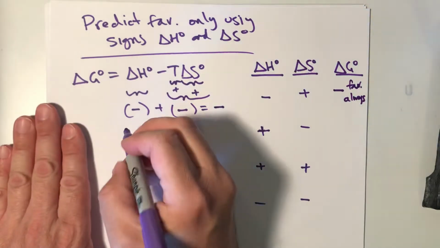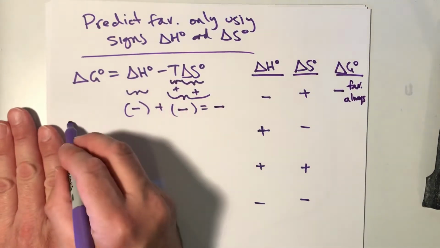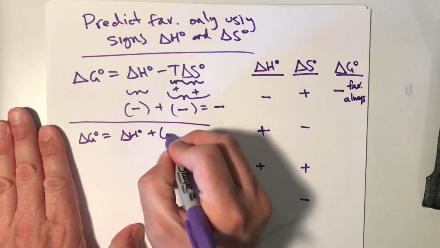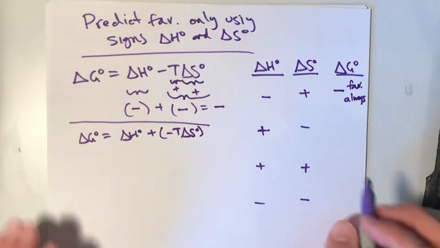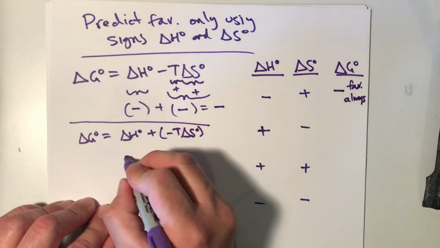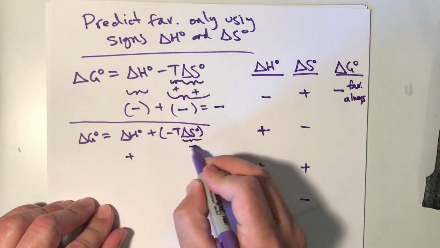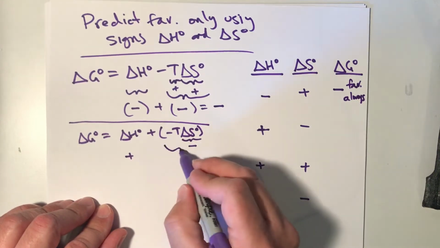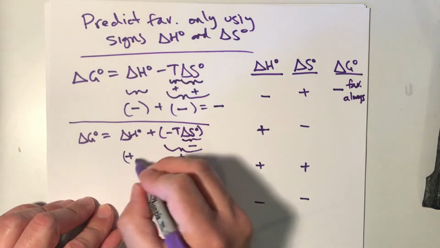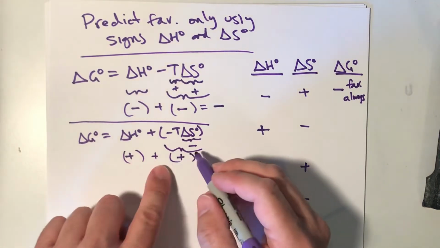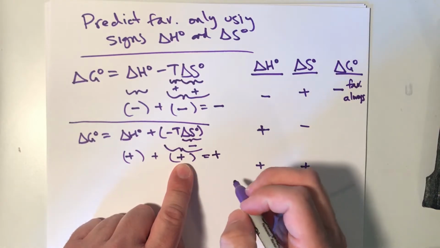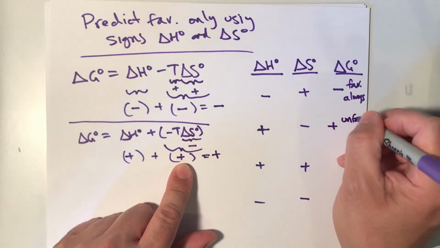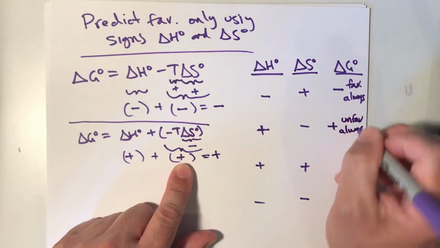Another trick that can be really useful, if you're having trouble with the signs, is to rewrite the equation as delta G naught equals delta H plus negative T delta S. We'll try it this way on the next one. If you have a positive delta H and a negative delta S, that means you have a negative times a positive times a negative. That means this entire term is now positive. So you have a positive plus a positive, which has to add up to a positive number. There's no other way for that to happen. So this is positive, and it's going to be unfavorable always, in other words, at all temperatures.